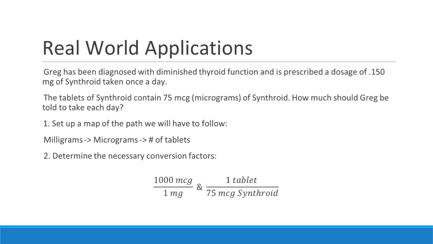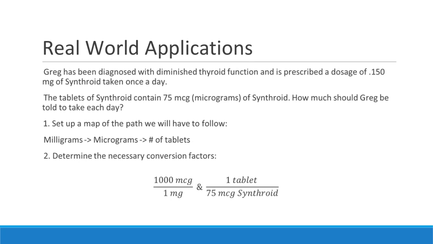Next, we need to figure out how many tablets he would take. So if the tablets contain 75 micrograms, how many does Greg need to take to be up on his medication, or to be properly following his medication? So once again, set up a map. We go from milligrams of Synthroid to micrograms, because that's what we're going to need to find out the tablets. And then from micrograms, we're going to go to number of tablets, right?